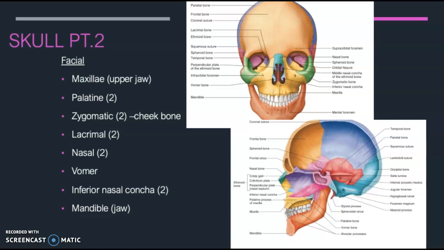Mandible is obviously the jaw. Maxillae is the upper jaw, so you have both of those. Keep in mind that the jaw is the only part of the skull that actually moves. Everything else kind of just stays in place.